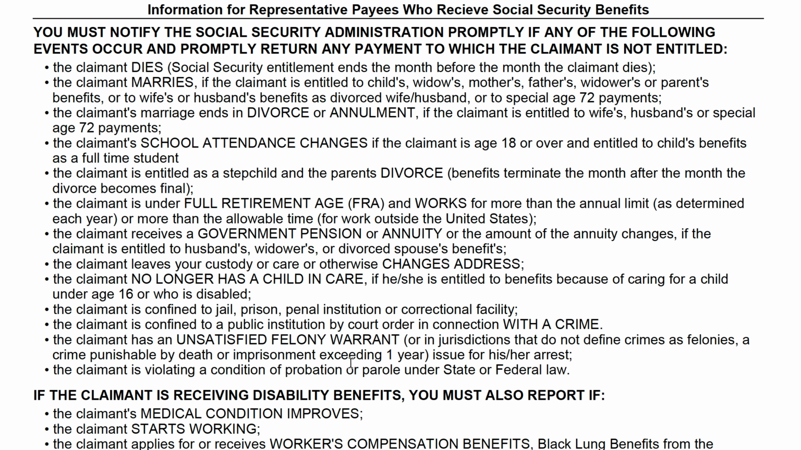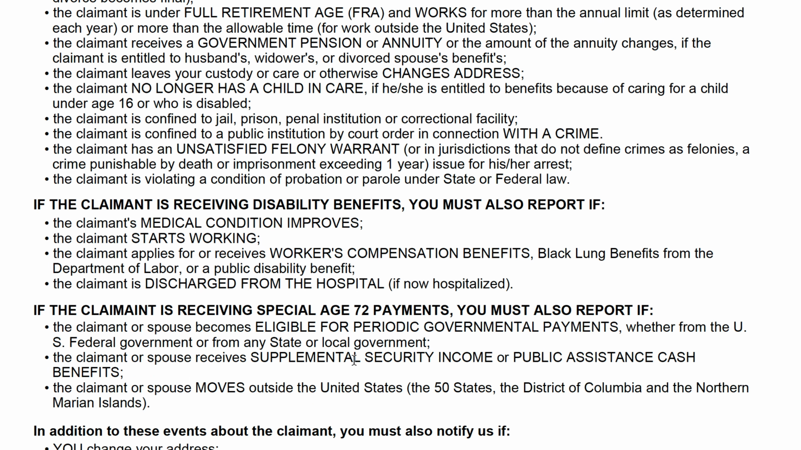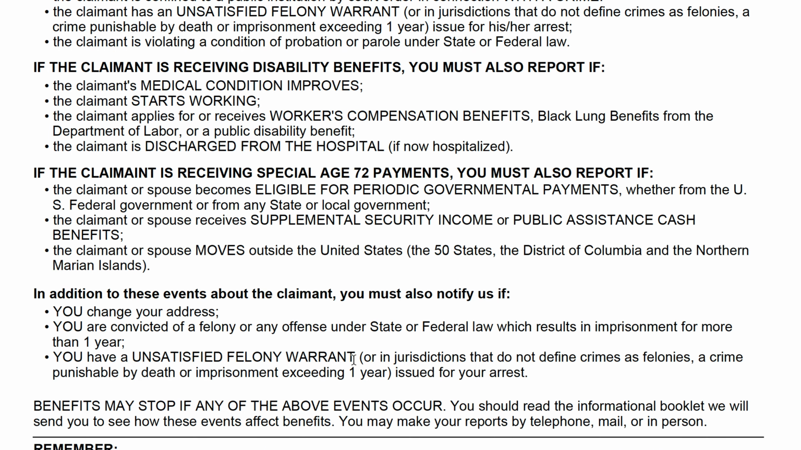If the claimant is receiving disability benefits, then there are additional reporting criteria. If they start work, if their medical condition improves, if they get workers' comp, if they're discharged from a hospital. There's also situations for if they reach the age of 72. And then other information. So if you as the representative change your address, if you are convicted of a felony, or if you have an unsatisfied felony warrant, then the Social Security Administration needs to be notified.